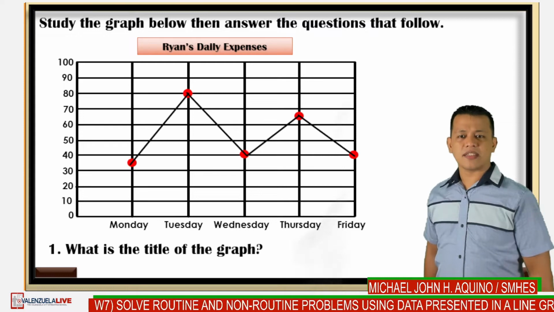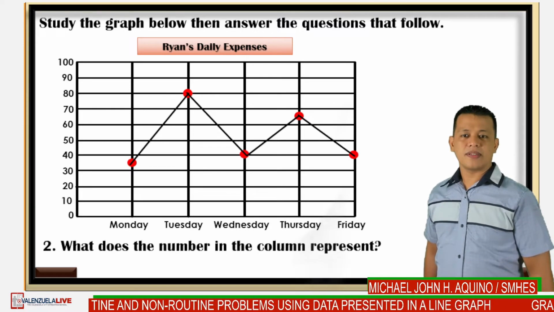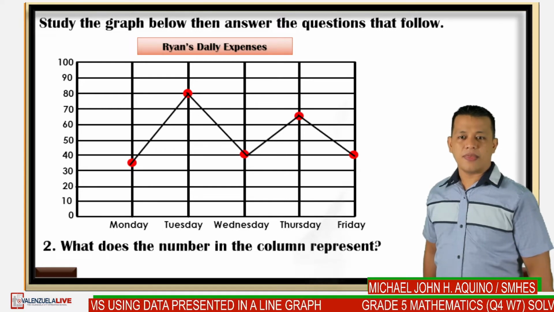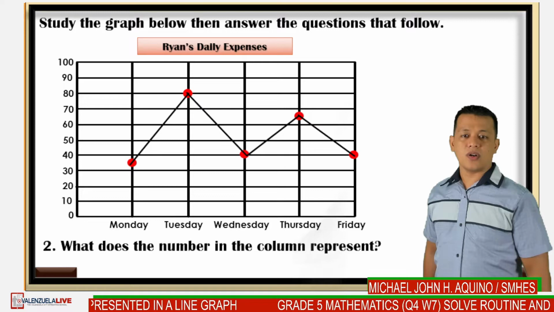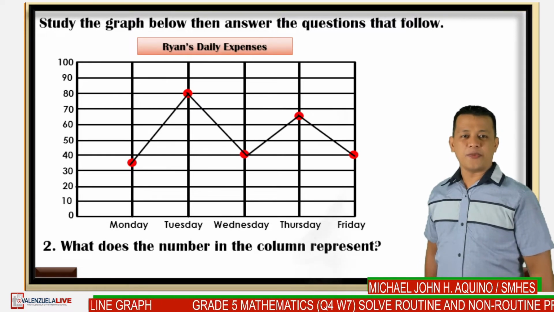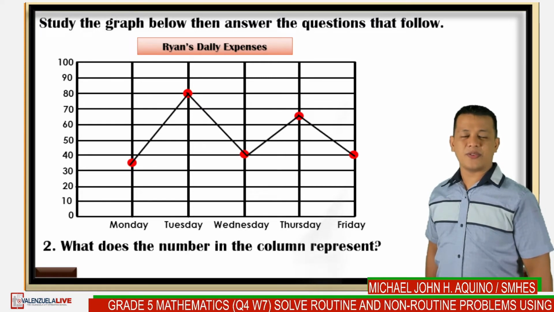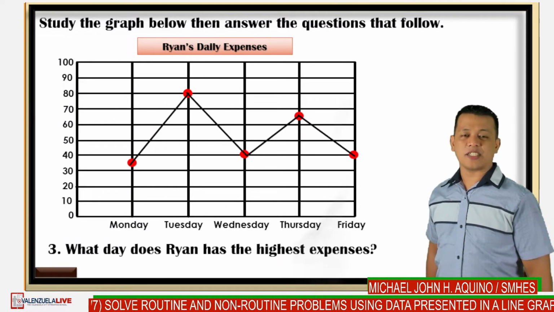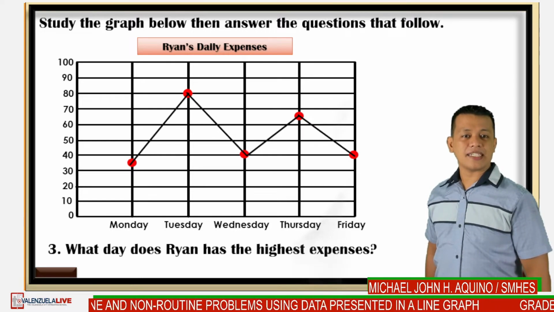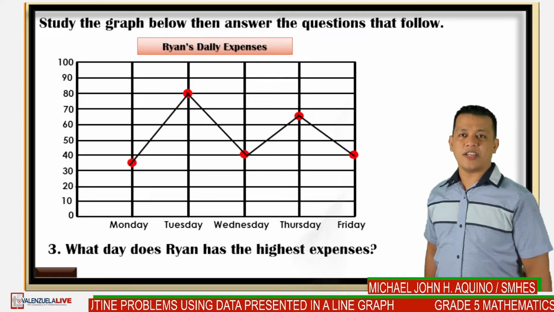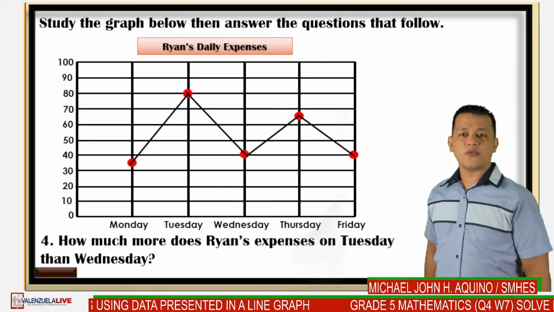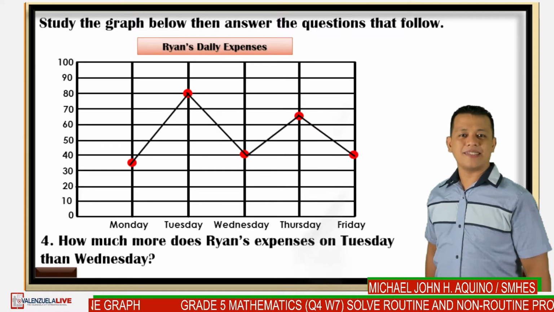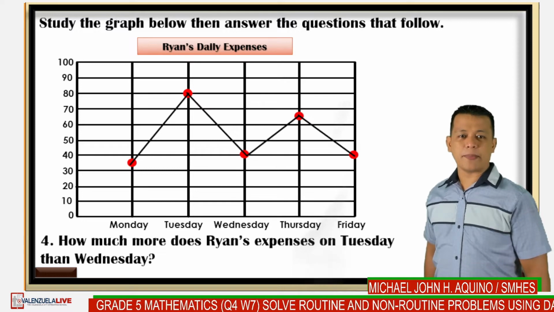Number 1, what is the title of the graph? Okay, the title of the graph is Ryan's Daily Expenses. Number 2, what does the number in the column represent? It represents Ryan's daily expenses from Monday to Friday. Number 3, what day does Ryan have the highest expenses? As you can see, Ryan's highest expenses are on Tuesday. It is 80 pesos. Number 4, how much more are Ryan's expenses on Tuesday than Wednesday? Ryan's expenses on Tuesday are 40 pesos higher than Wednesday.